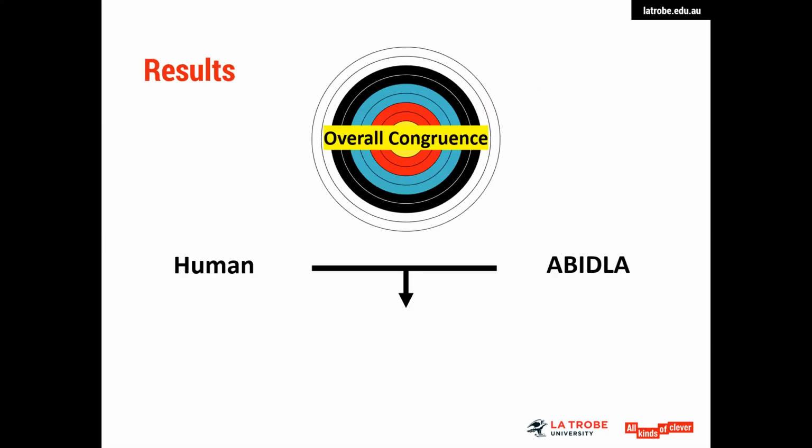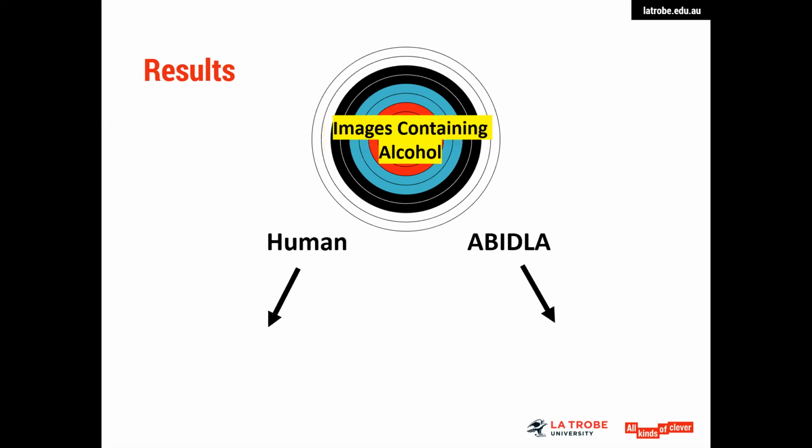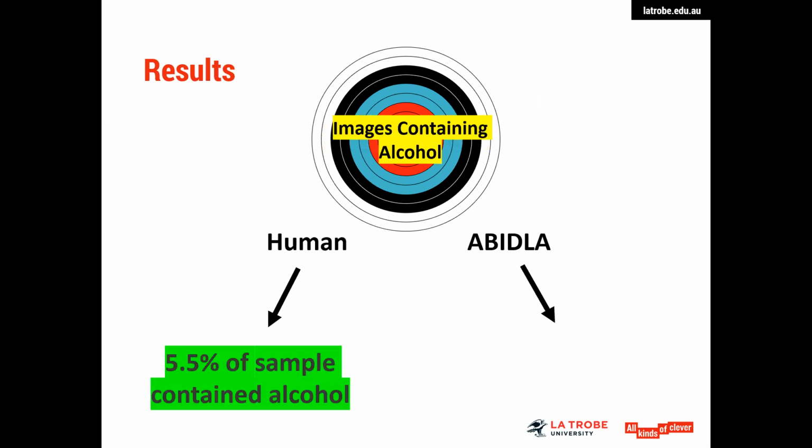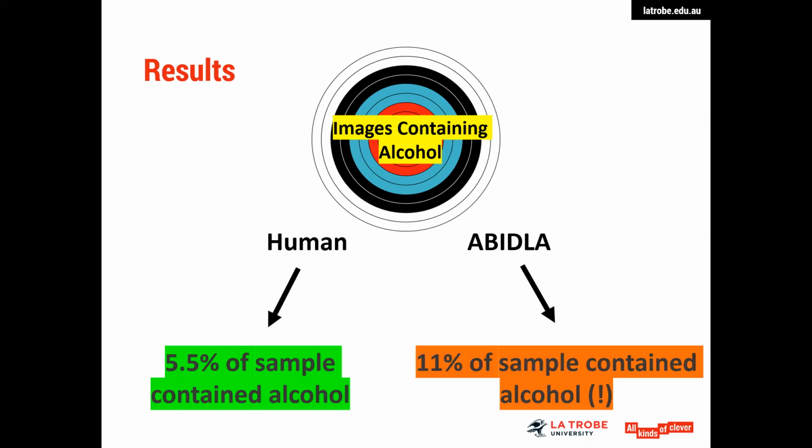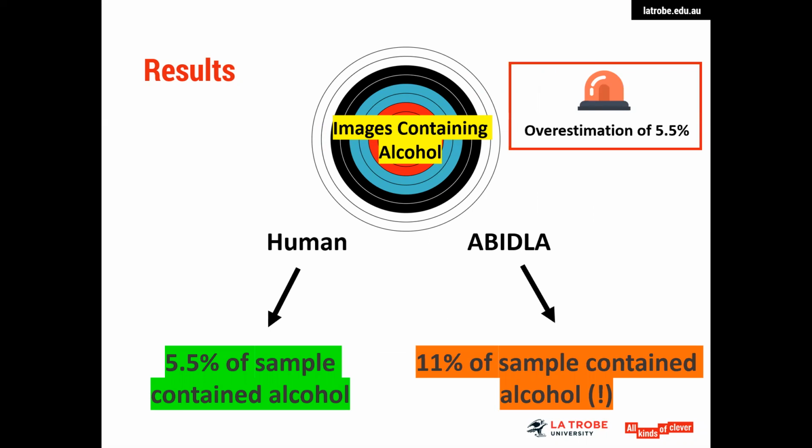When assessing the entire image pool, we found a high congruence between the assessment of the researcher and the prediction of the algorithm at 85.5%, which we thought was great. However, when focusing solely on images that did contain alcohol, we found that the model over-predicted the number of images containing alcohol by about 5.5 absolute percent, or double the number identified by the researcher.